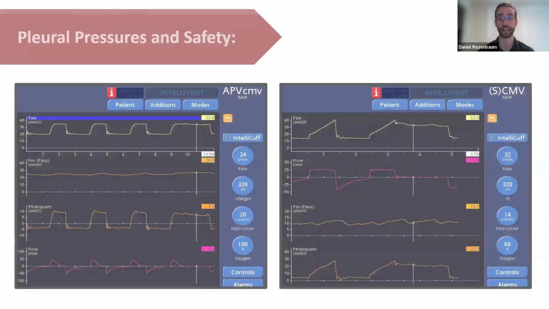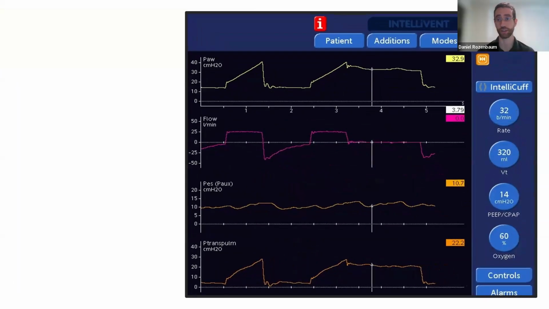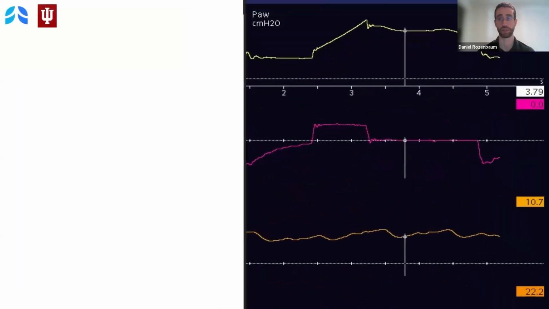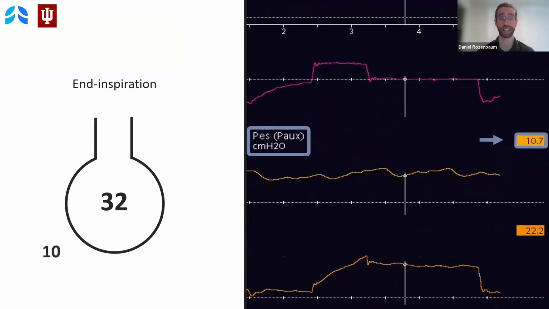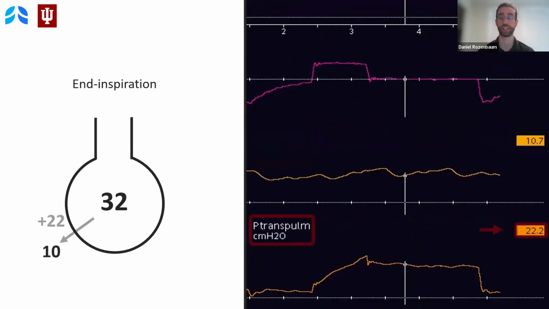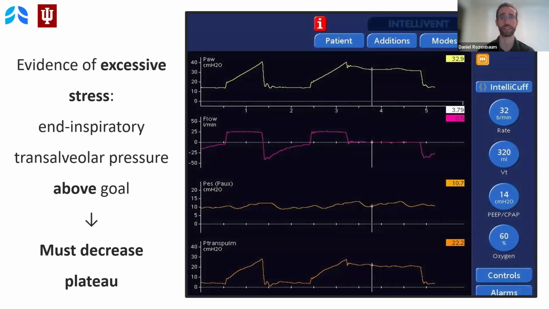Now let's move to the second case, which is a continuation of our opening case. And here you can see that the plateau pressure was similar, 32 centimeters of water. However, looking at the end-inspiratory pleural pressure, we see that it was only 10 centimeters of water. So their subtraction, the end-inspiratory transalveolar pressure, was 22 centimeters of water. Unlike the prior case, here we do have evidence of excessive stress being applied on the lungs.